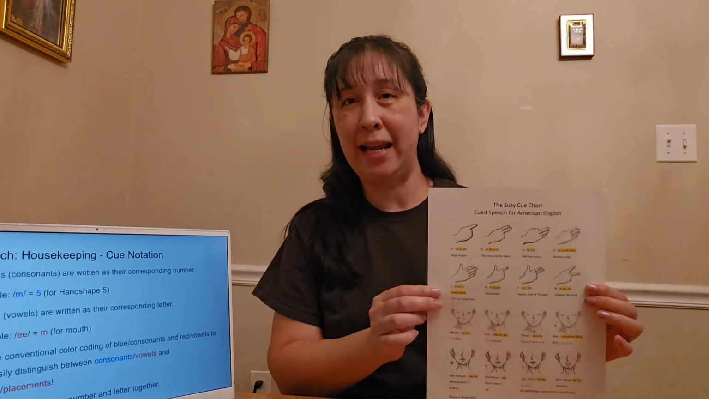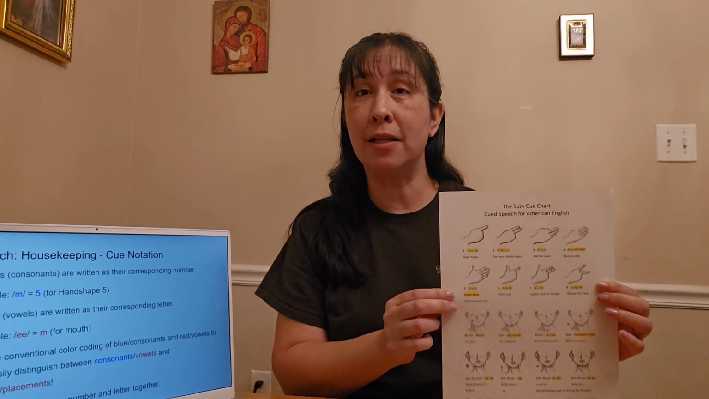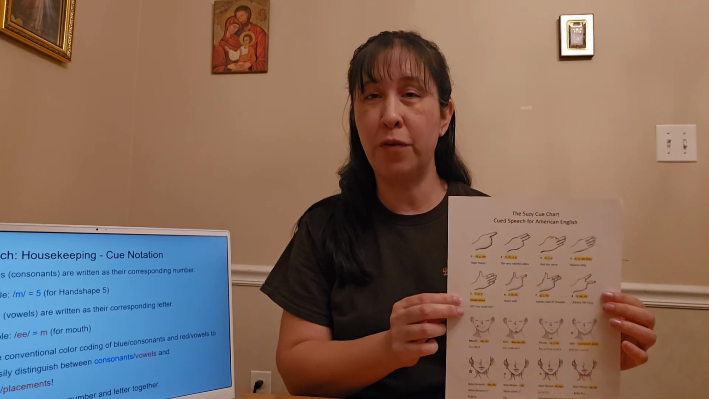The first one is cue notation. Cue notation is simply the way that we write the hand part of the cues. So for example, on the chart, we have 8 hand shapes and they will be written as their corresponding numbers. For example, the sound it is a hand shape 5 and it will be written with a number 5.